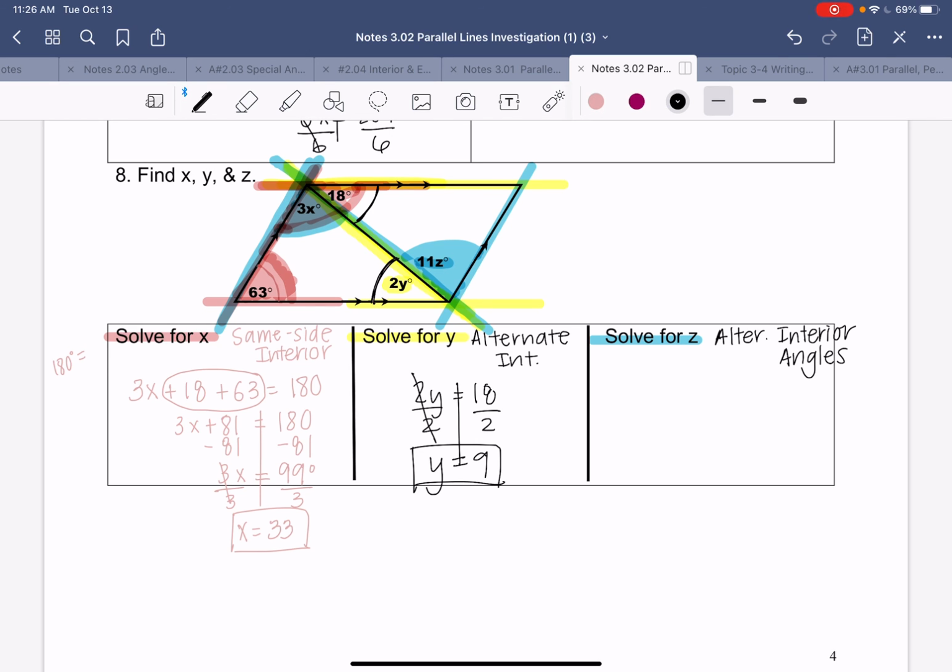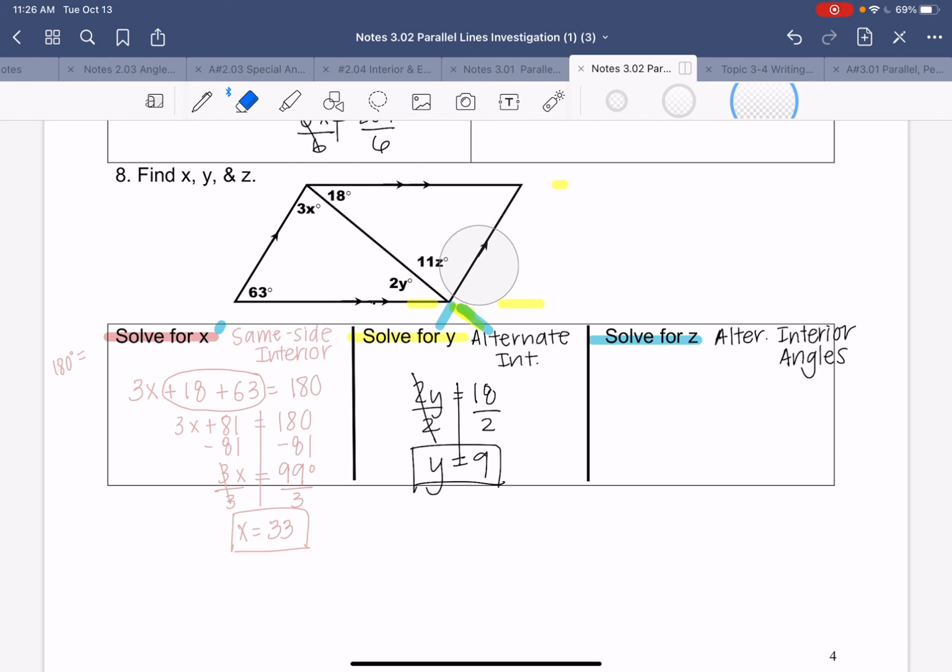Let me see if I can erase. I'm going to erase this and re-highlight. So we use this one, and this parallel, or this transversal. So then we have this whole angle right here and 3y.